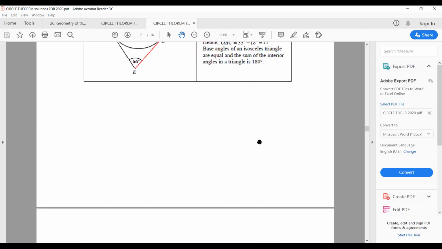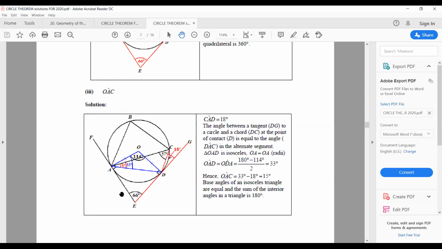Okay, let's look at the third part. So we are asked to calculate angle CAD, right?